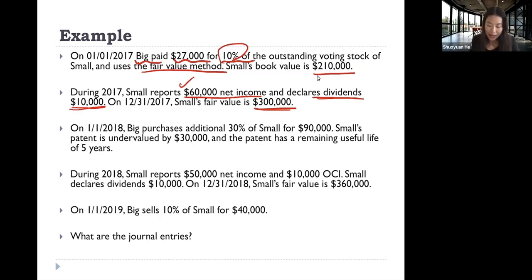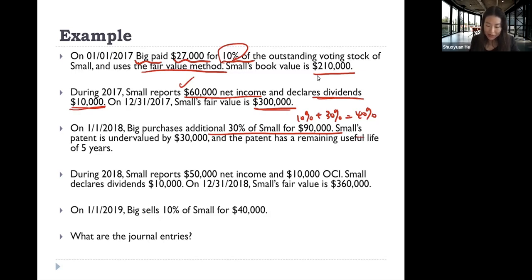And then in 2018, Big purchased an additional 30% of Small for 90,000. So now how much ownership does Big have? Big initially has 10%, now plus 30%. So the ownership now becomes 40%, which means Big can now use the equity method.